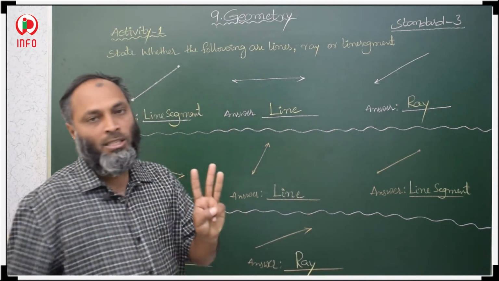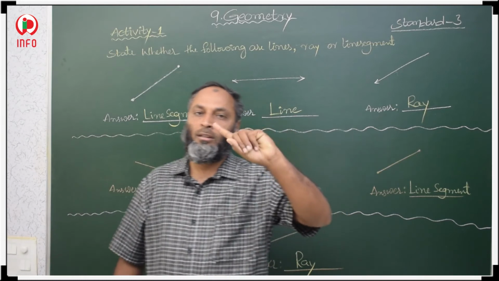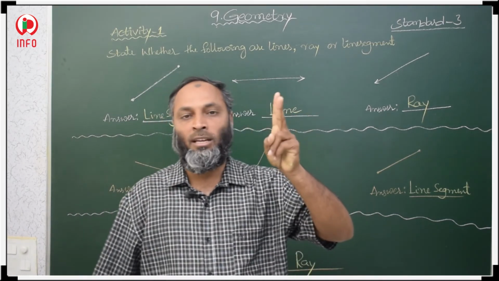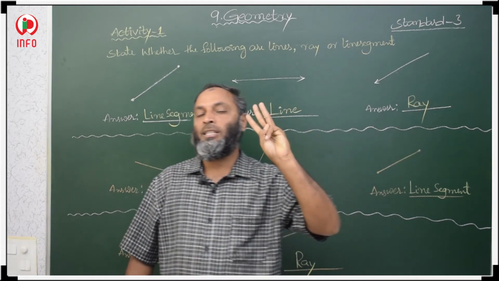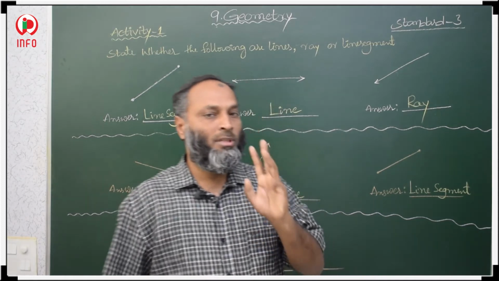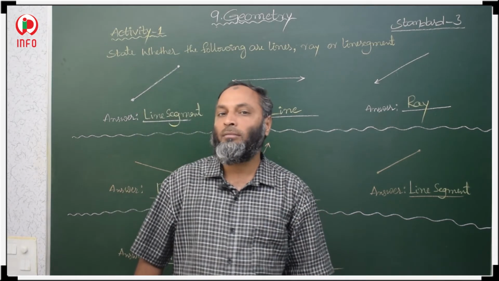So only three things you have to remember. Two endpoints, that is a line segment. No endpoint, it extends in both directions, that is a line. Only one endpoint, it extends in one direction, that is a ray. That's it. Simple. Remember these three concepts.